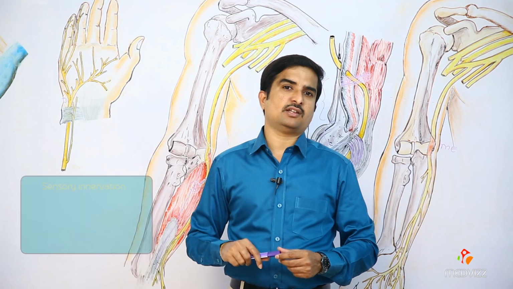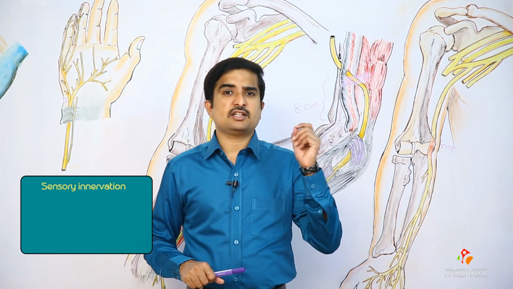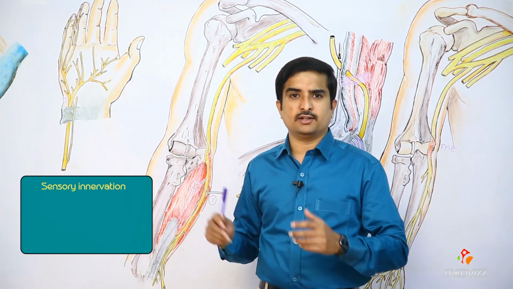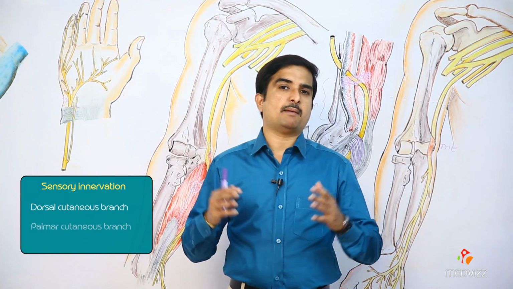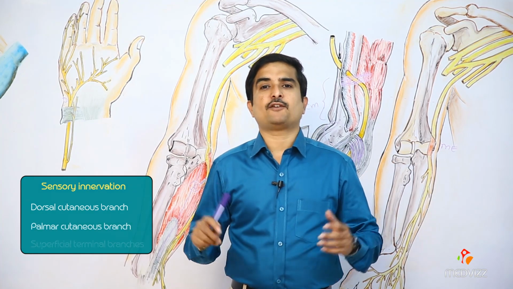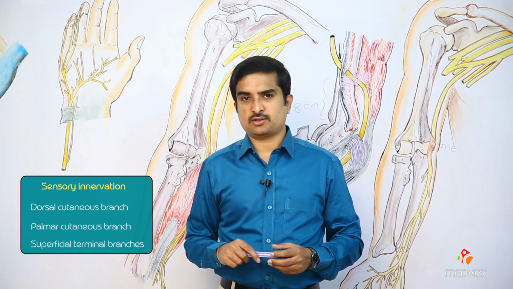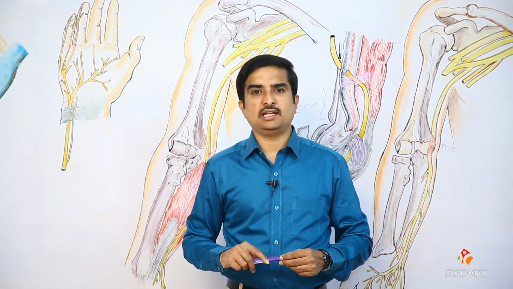And talking about the sensory innervation, the sensory branches of the ulnar nerve are the dorsal cutaneous branch, the palmar cutaneous branch, and the superficial terminal branches, right? This is what you need to know about the anatomy of the ulnar nerve.